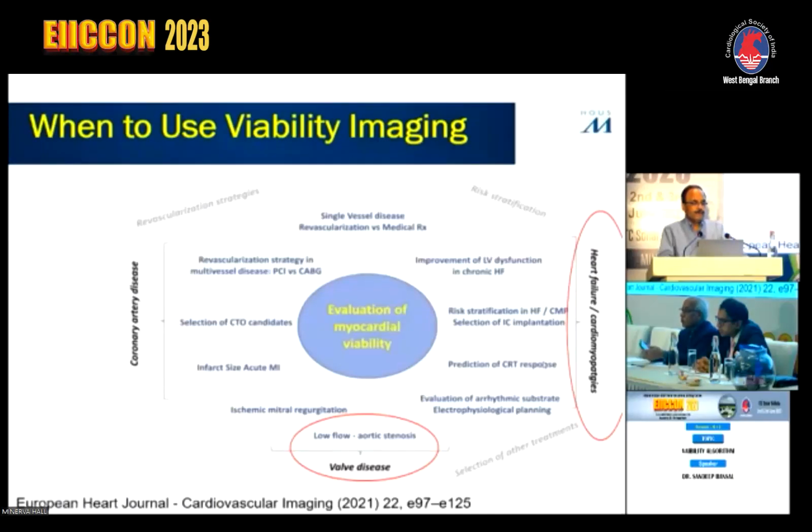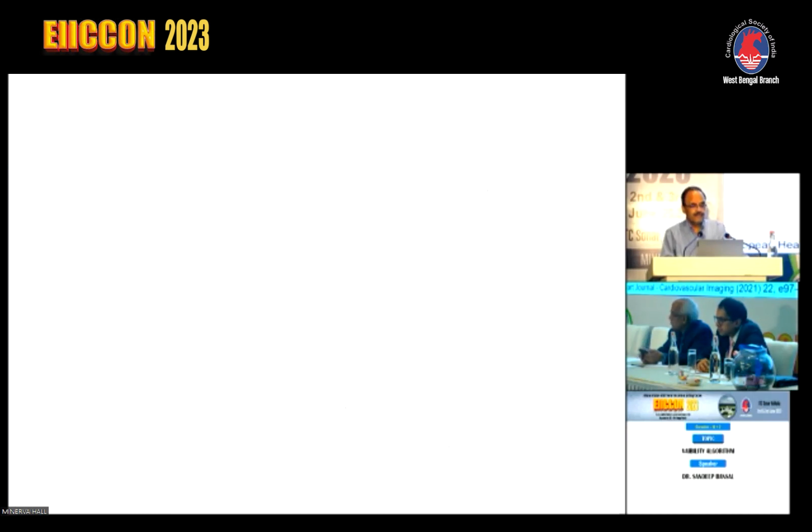The purposes of viability imaging are basically to plan the revascularization strategy and to risk stratify the patients, because those who don't have a viable area fare much worse. Their prognosis is much worse as compared to those in whom there are viable areas. And also to plan the revascularization strategies, as Dr. Pandey just alluded to. And there are some situations like a low flow state with aortic stenosis, for example. So these are the situations in which viability imaging is used.